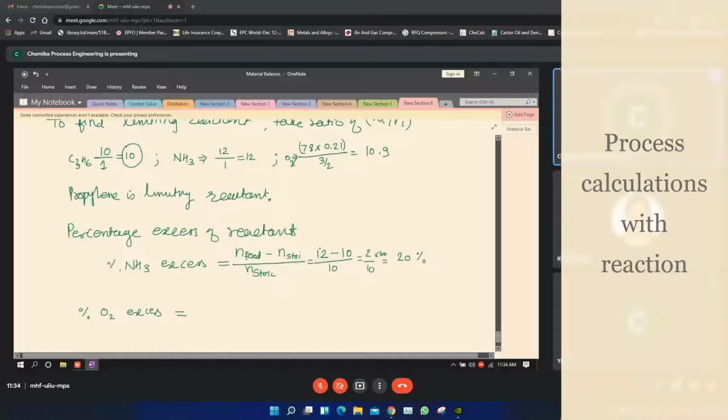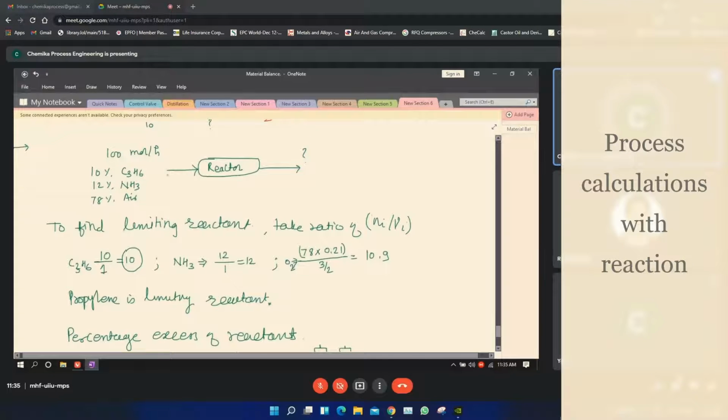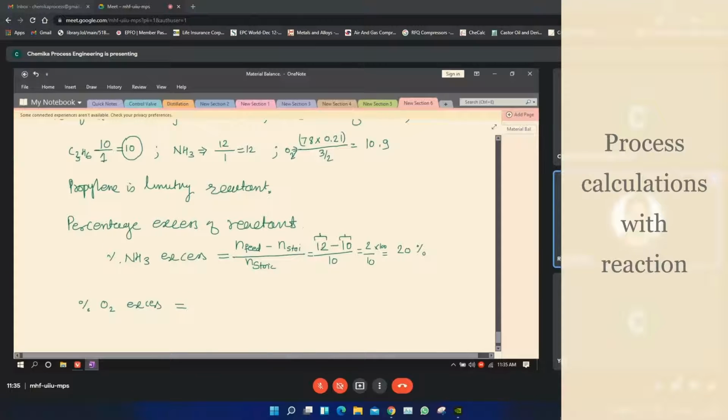In the inlet feed, how much is there? Ammonia is 12. We have 100 moles of feed, and out of 100 moles of feed, 10% means 10 moles of propylene, so according to the equation we need 10 moles of ammonia. Sorry, here it is 12 moles. I forgot to tell you, this is not 10 propylene. Propylene is 10 moles, but in the feed we have 12 moles of ammonia. That's why this 12 arrives over here. Yes sir, understood.